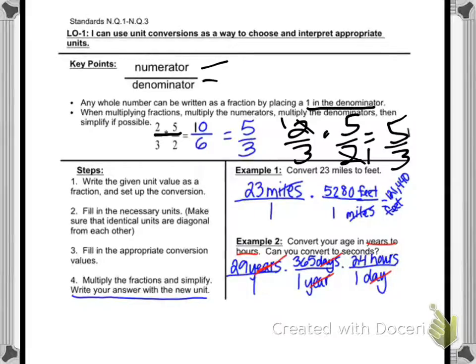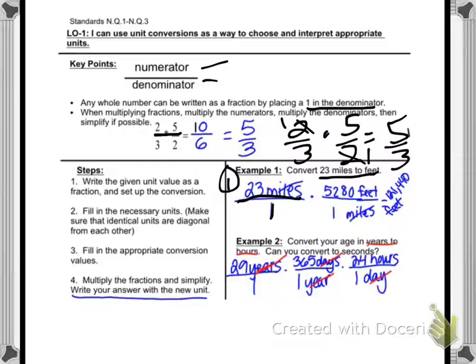Now, steps. Write the given unit value as a fraction. Set up the conversion: 23 miles to feet. You need to know, so we set it up as 23 miles over 1. So that's your first step.